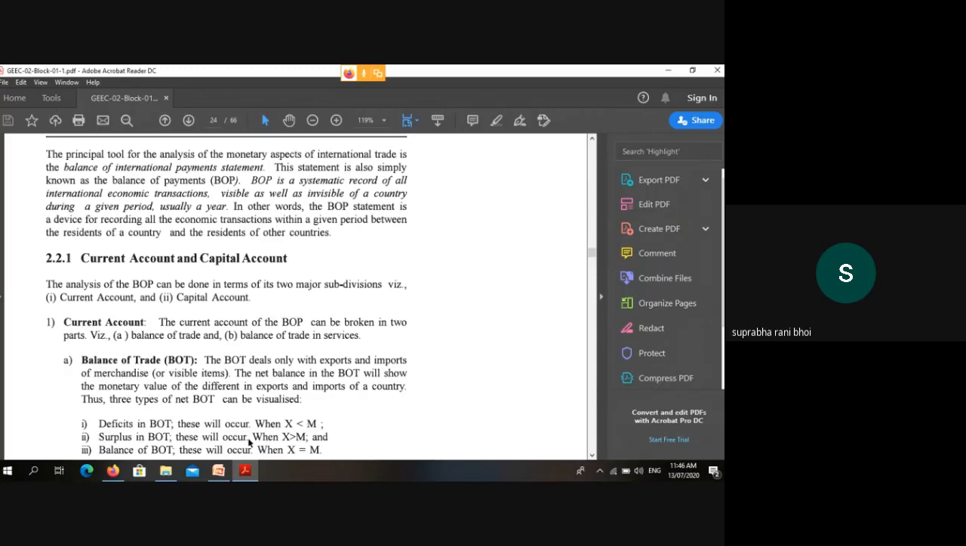So now I explain that balance of payment is divided into two parts. One is your current account, second is your capital account. So now I am going to explain what is current account.